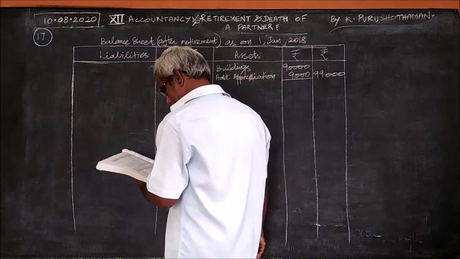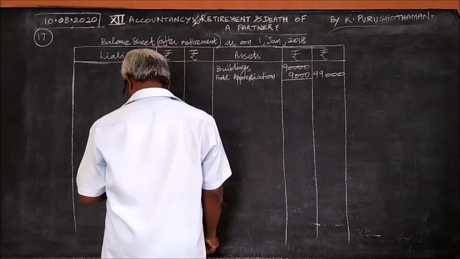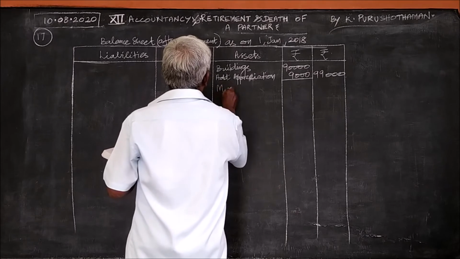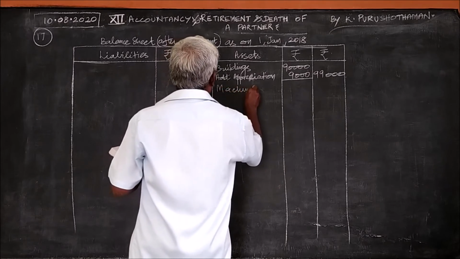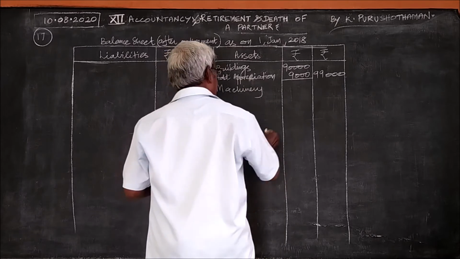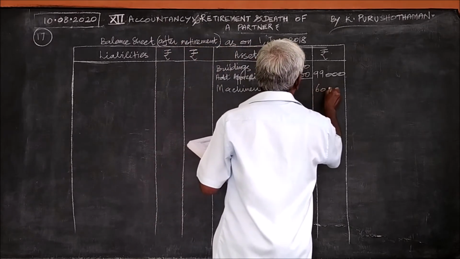Then second item, machinery. No such adjustment is given. We can write as it is. Machinery. The value of machinery is 60,000.